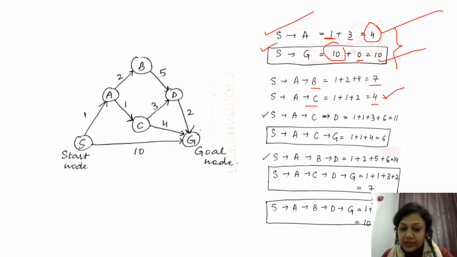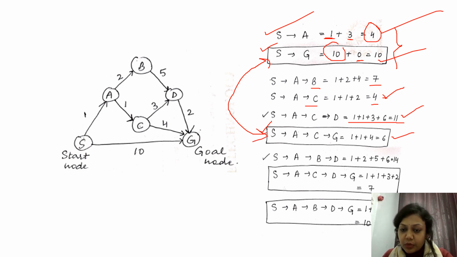Now, let's see S to A to C and then C to D. The answer which we are getting is 11. Now, we will see S to A to C, C to G. The minimum answer is 6, which we can see, compared with the earlier answer, it is 10 and it is 6. So, it is minimum.